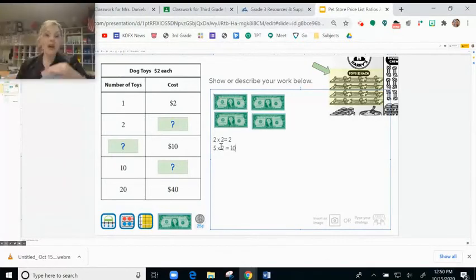Now, using what you know about doubling, 2's doubled to get 4's. 10 doubles to get 20. 5 doubles to get 10. Yes, so 5 times 2 is 10. We just talked about that. 10 times 2 is 20. Good.